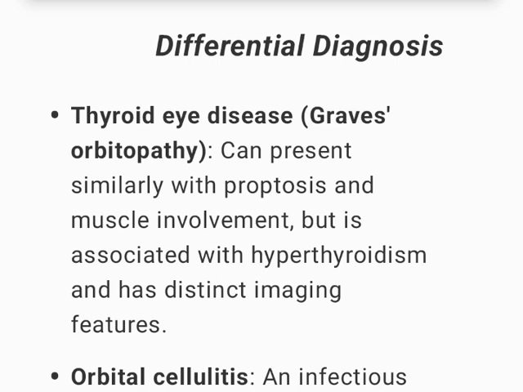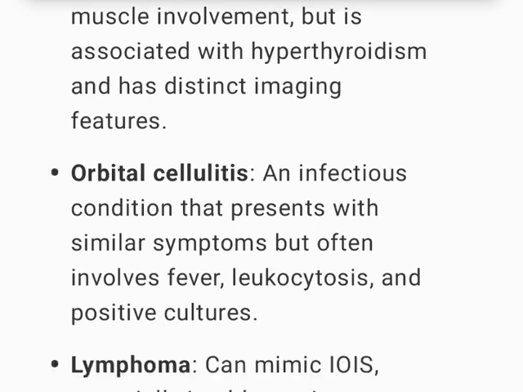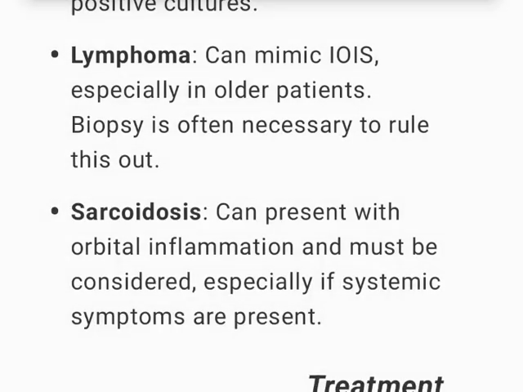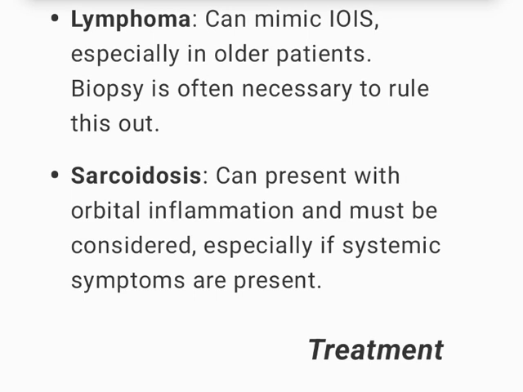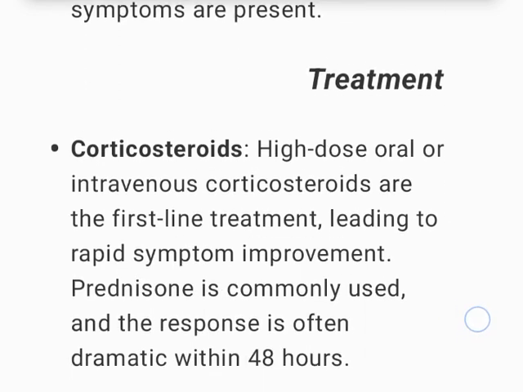Differential diagnosis. Thyroid eye disease, Graves' orbitopathy, can present similarly with proptosis and muscle involvement, but is associated with hyperthyroidism and has distinct imaging features. Orbital cellulitis, an infectious condition, presents with similar symptoms but often involves fever, leukocytosis, and positive cultures. Lymphoma can mimic IOIS, especially in older patients. Biopsy is often necessary to rule this out. Sarcoidosis can present with orbital inflammation and must be considered, especially if systemic symptoms are present.